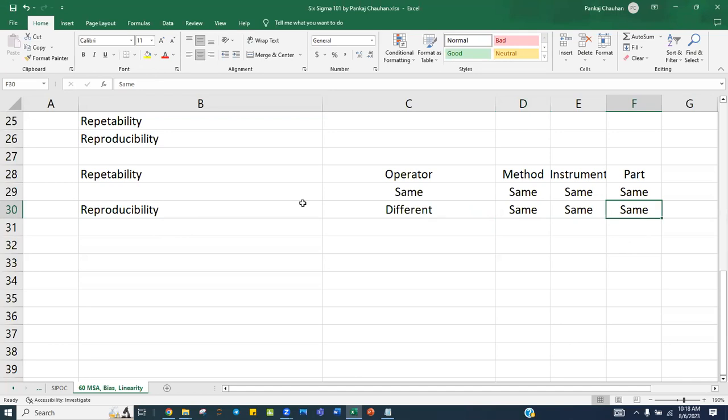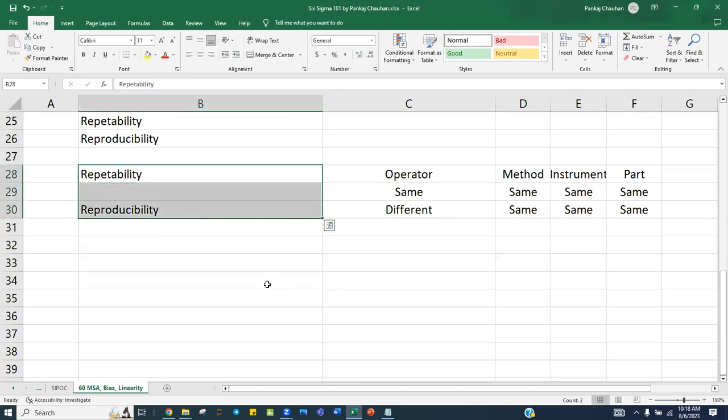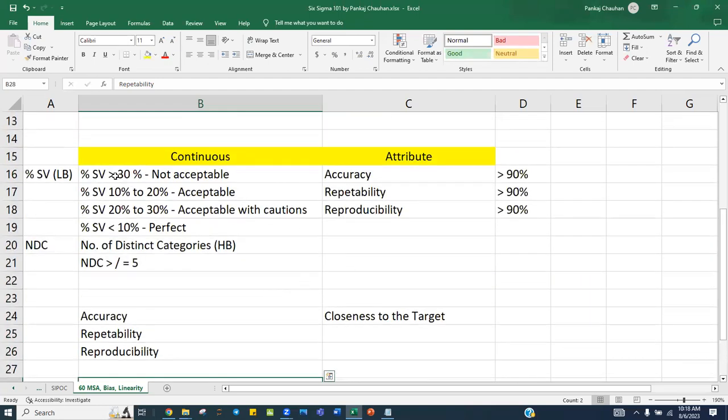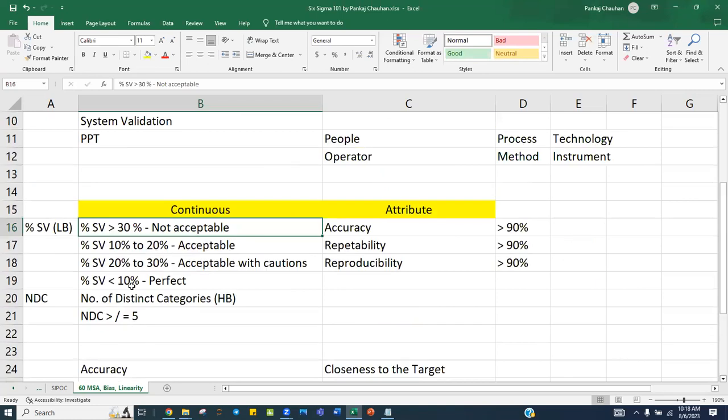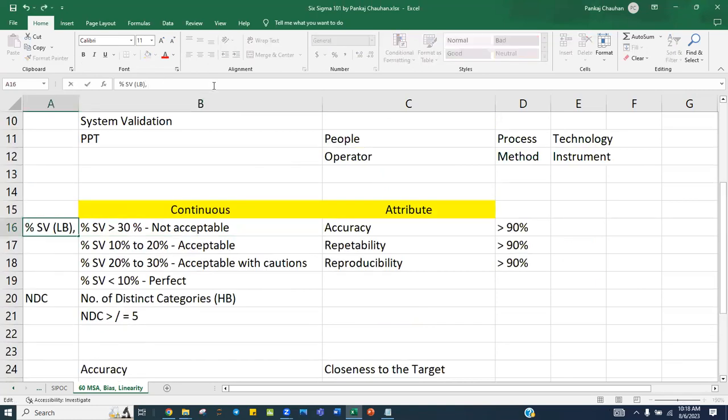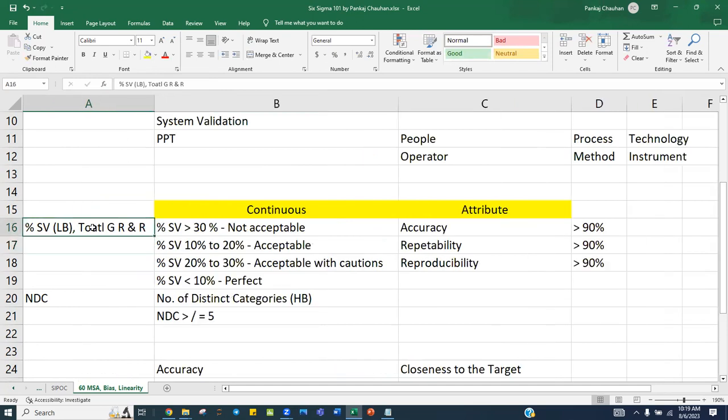And the sum of the repeatability and reproducibility is called your total study variation, which is also called total gauge R and R. Percent study variation or total gauge R and R. R and R stand for repeatability and reproducibility. This is also called total gauge R and R.